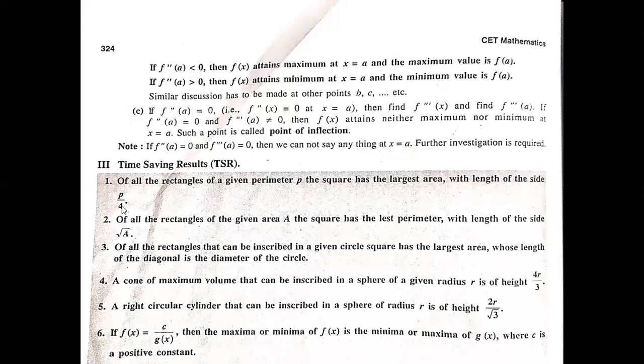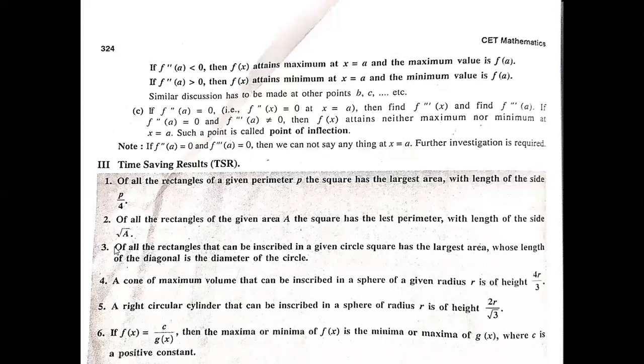Second point, of all the rectangles of the given area capital A, if they give any area measurement, then the square has the least perimeter with length of the side square root of the capital A.